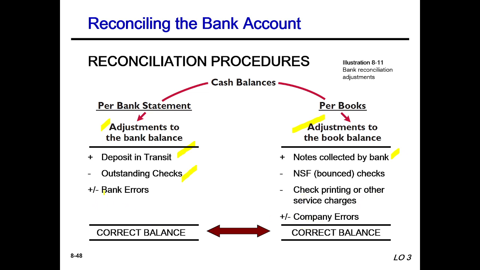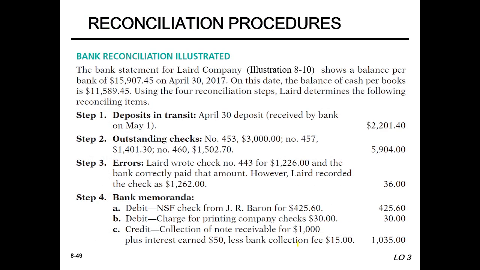So, per bank statement it could be an error. So error may be plus or minus. The company error may be plus or minus. This is the correct balance. And in the next slide we will show this amount.